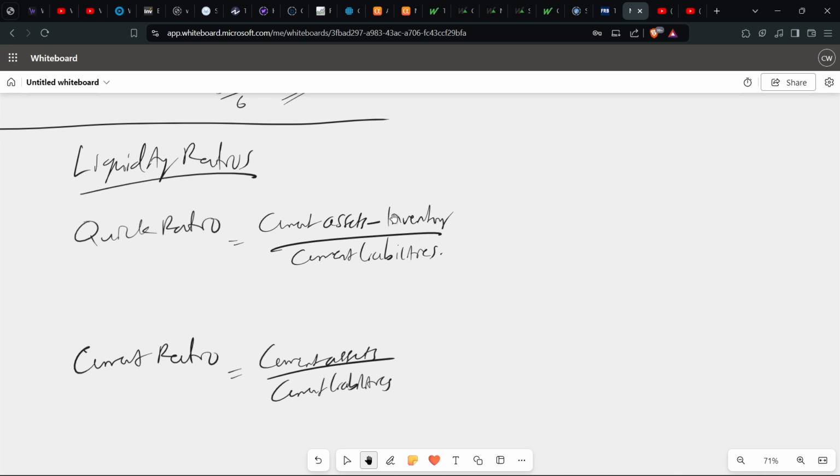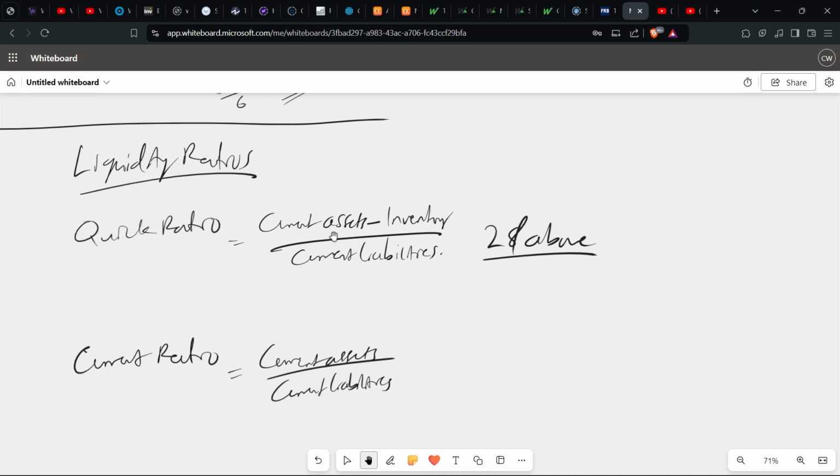Suppose business is bad and inventory isn't moving. This ratio measures how well a company can clear its liabilities using its current assets without selling any inventory, right? Without making any cash from the inventory. That's what this ratio is. And essentially, the benchmark is usually two and above. This one has a benchmark, all right? It's usually two and above, meaning the current assets should be double the current liabilities.